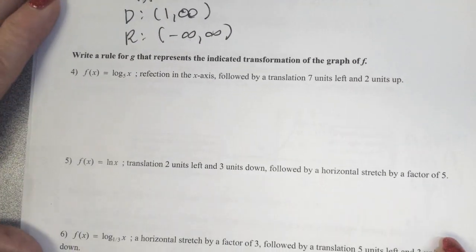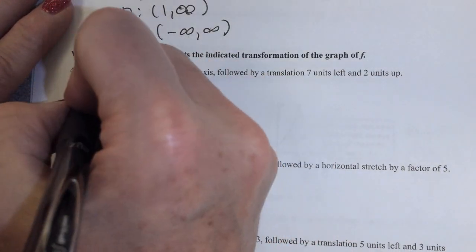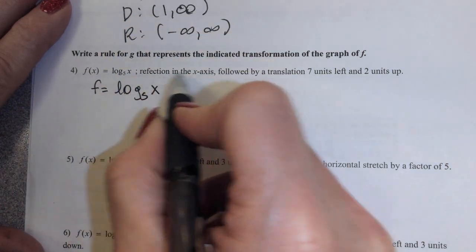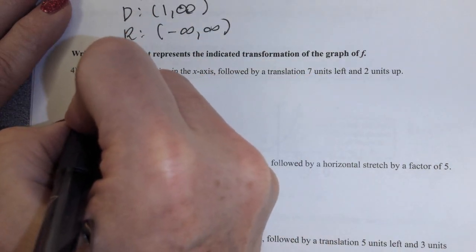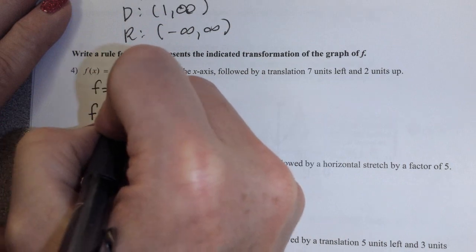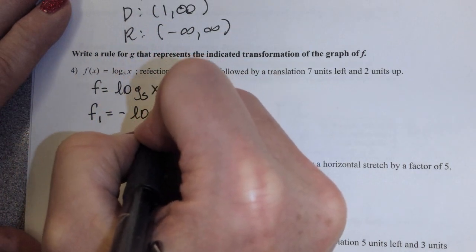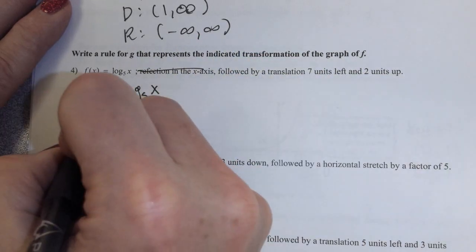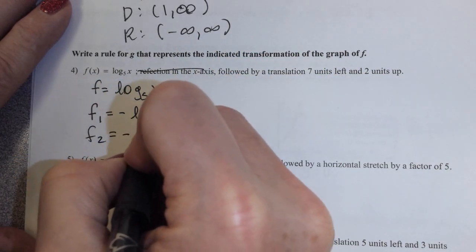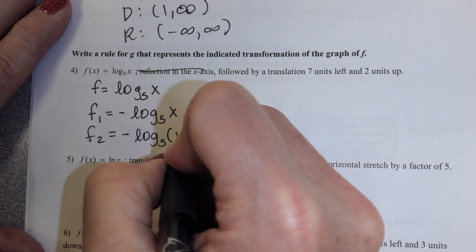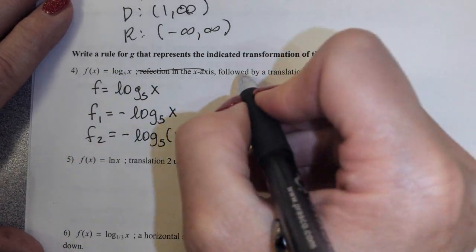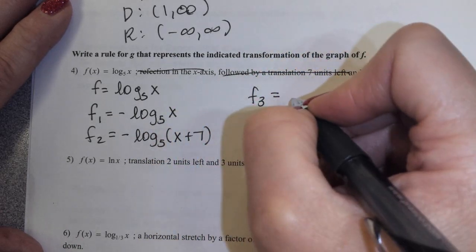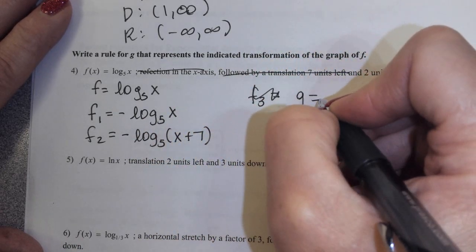All right, let's do these now. We have our original function. We want a reflection in the x-axis. That means that the whole function gets multiplied by a negative. There's our first step. Translation 7 units left means that wherever I have an x, I'm going to replace that x with x plus 7. That's my second step. And then finally, 3 units up. I'm just going to call it G.